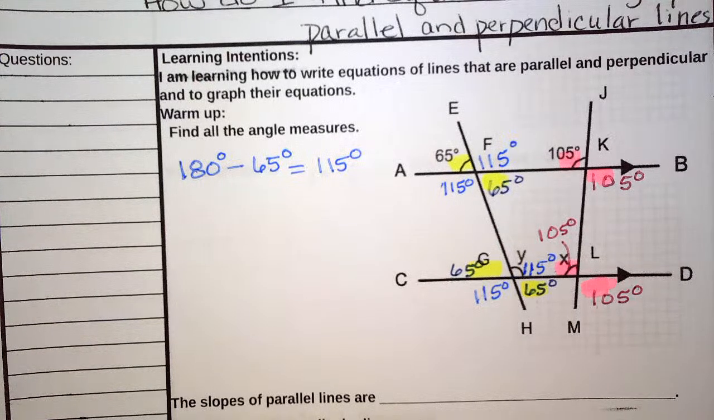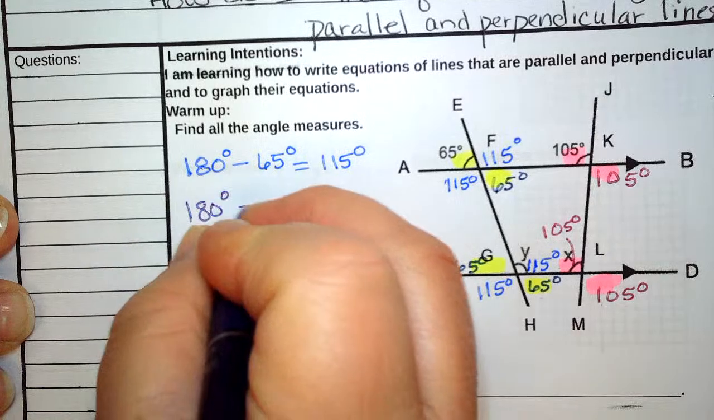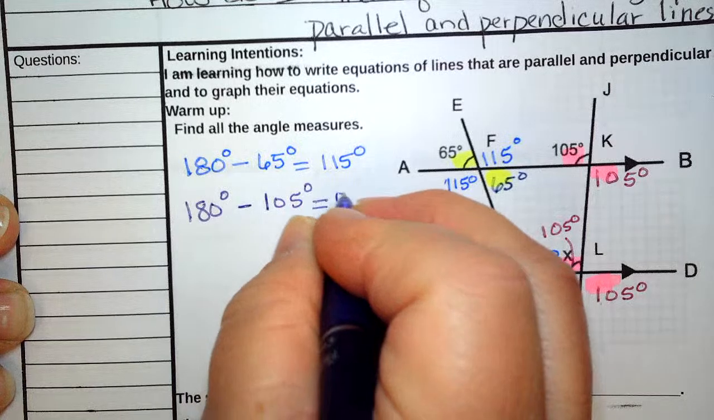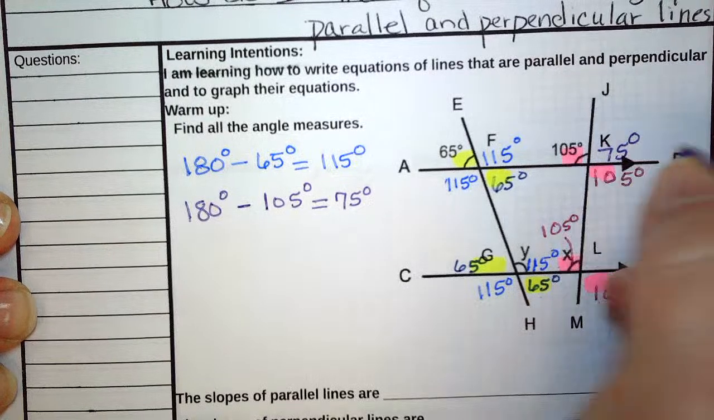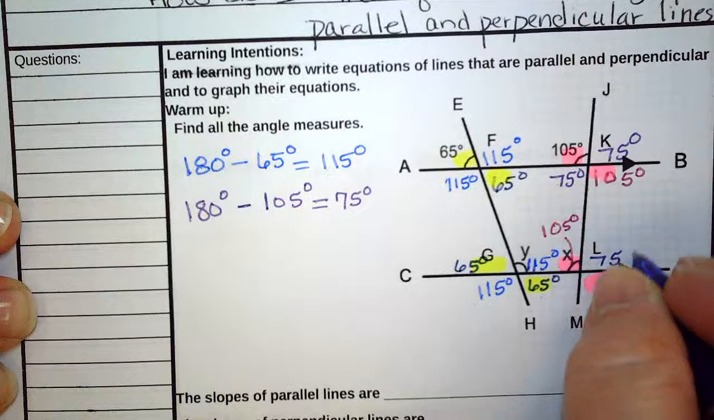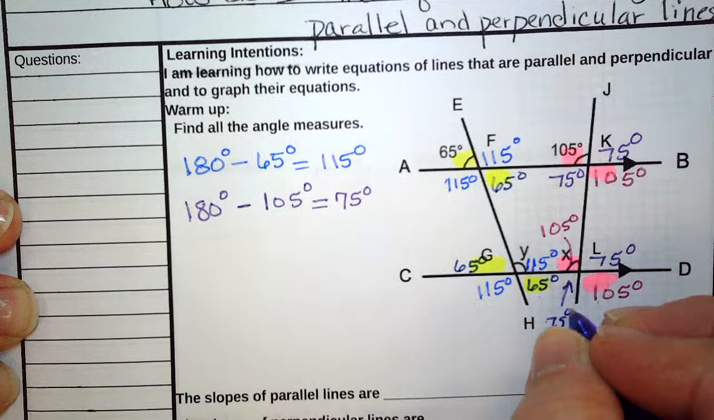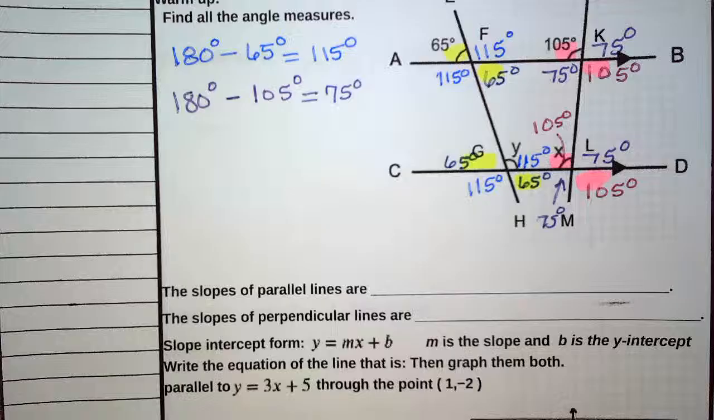Well, we know that they have to add up to 180. So 180 degrees minus 105 degrees will give me 75 degrees. So all the rest are 75 degrees. When you know one angle measure, then you know four. So then you find the other four by taking 180 minus the one that you know.